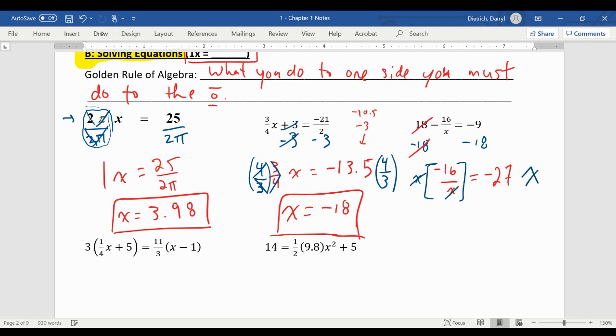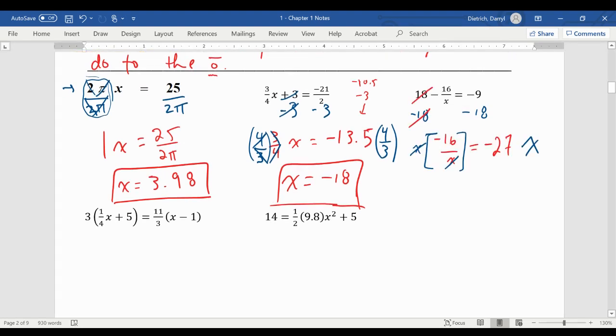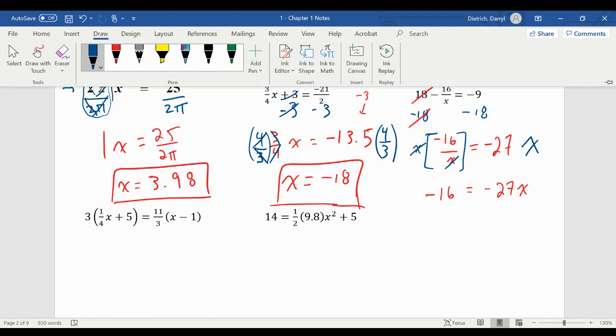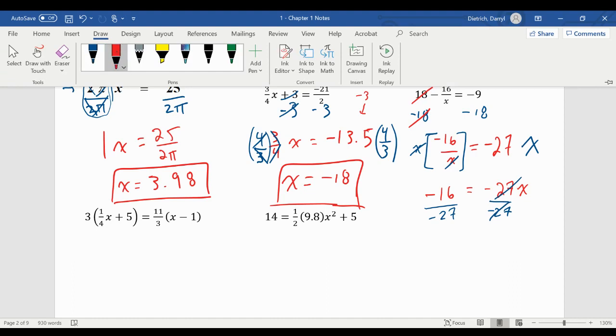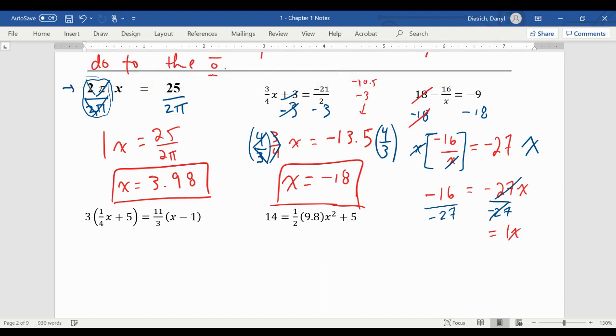so that my x, or the variable that I'm going to be solving for, is now going to be in the numerator or on top. Okay, so this becomes negative 16 is equal to negative 27x. Okay, and then I have one more step here to divide by negative 27 on both sides. Negative 27 divided by negative 27 is just 1, so I'm left with 1x is equal to negative 16 divided by negative 27, which is 0.592 repeated.